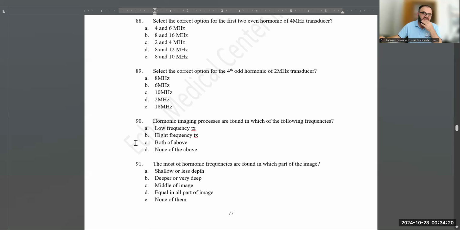Let's do the next one. It says, harmonic imaging processes are found in which of the following frequencies? Which frequencies are capable of, or have the function to activate, harmonics? What do you think? Is it low frequency, high frequency, doesn't matter for both of them, or none of them? What do you think?